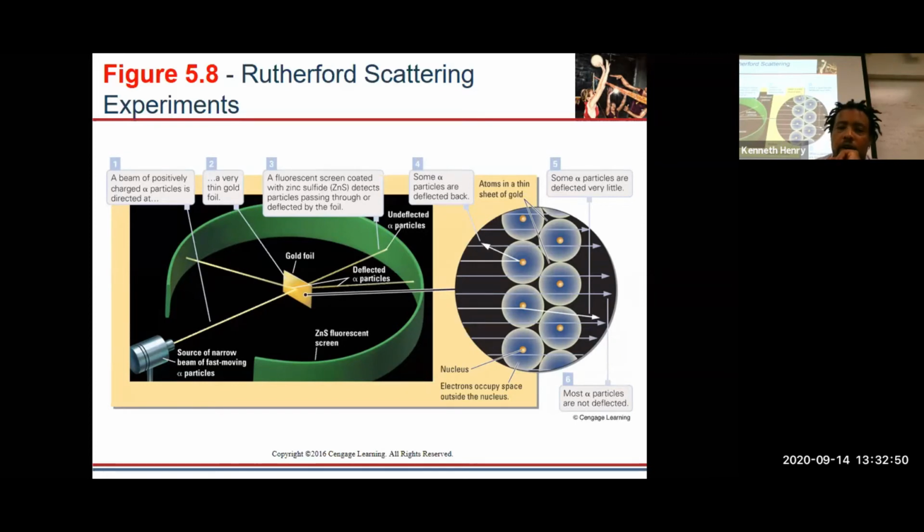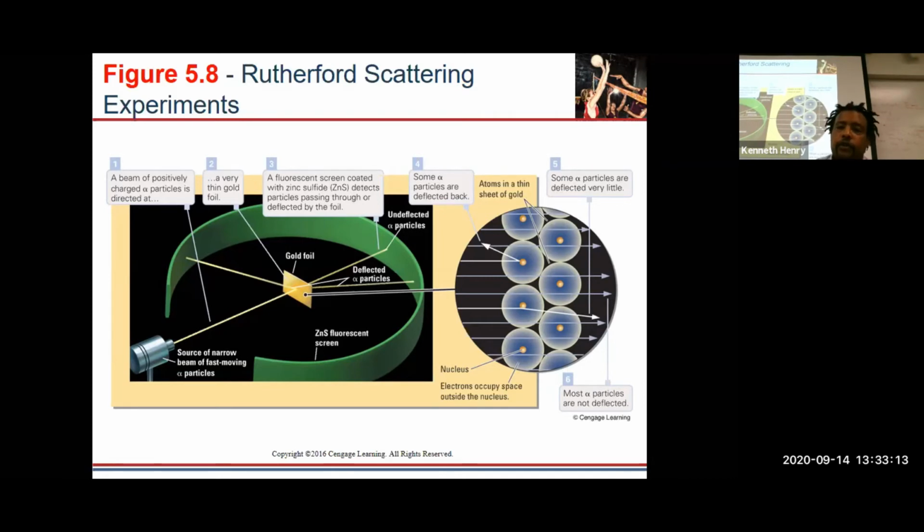And so he was like, okay, so there's some deflection going on, and there are things that are going straight through. But he had noticed that there was a pattern to that deflection, some type of order to that deflection. So that meant that there wasn't just this random mixing of plus and minus charges. There has to be some type of order, some type of structure.